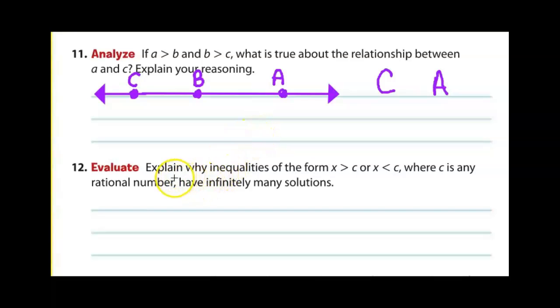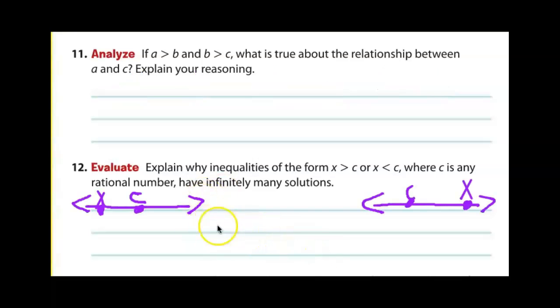Okay, so explain why inequalities of the form x is greater than c or x is less than c, where c is any rational number, have infinitely many solutions. Now we've talked about this a few different times, but we're going to draw. Again, I'm going to expect you to write this in your own words, but I've drawn a couple of number lines. The number line on the right shows that x is greater than c. And the second one shows a situation in which x is less than c.